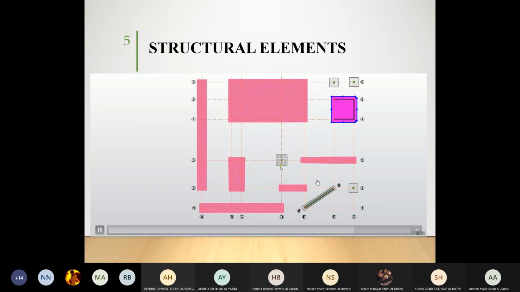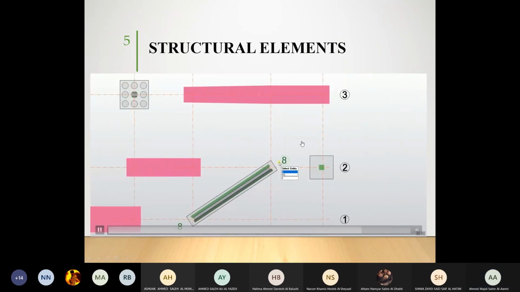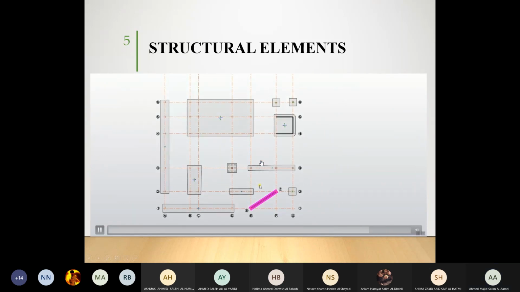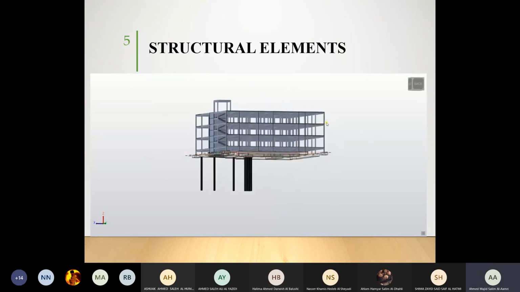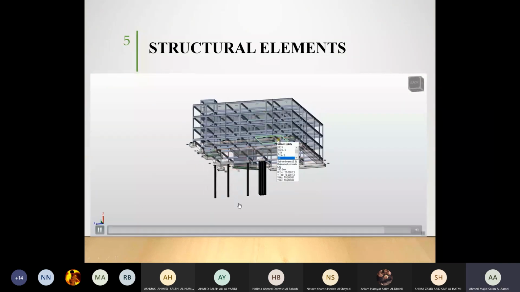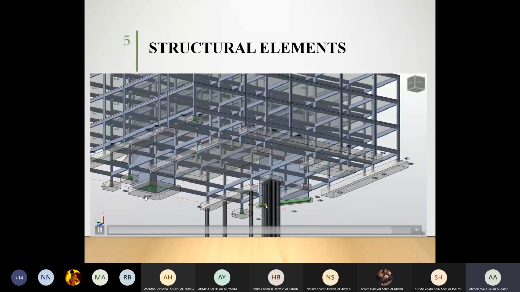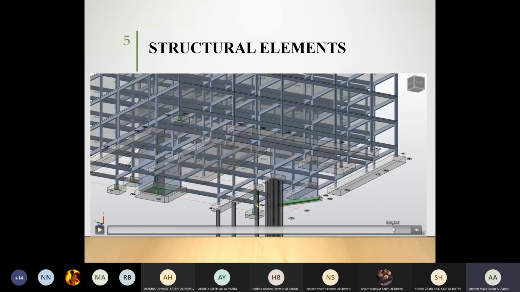We have a pile cap. We also have a strip on a wall. We have a strip on a group of columns. We have raft on piles. Can you see here? You can see that we have different types of foundations. You see here, on the core wall, we have a raft foundation.